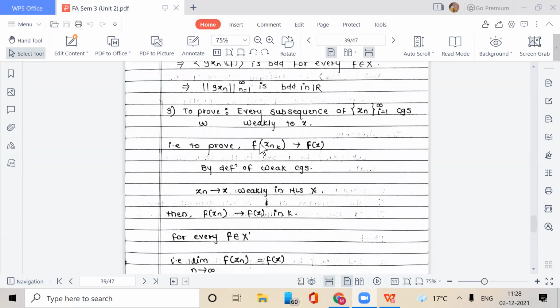That is to prove f of x_nk converges to f of x. If x_n converges to x, it means that f of x_n converges to f of x by definition of weak convergence. But we are proving that every subsequence of sequence x_n converges weakly to x. That is to prove f of x_nk converges to f of x, here x_nk is the subsequence. This is by definition of weak convergence. We have to prove this.